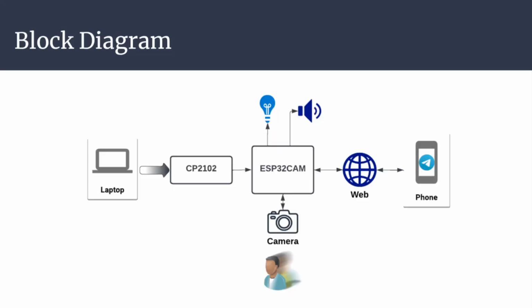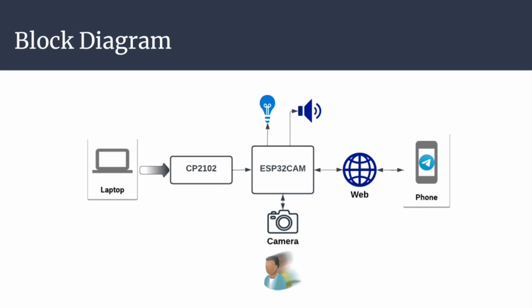This is the block diagram of our project. So initially we have a laptop in which the code runs in Arduino IDE. Then we have the CP2102 interface, which is basically what connects the laptop to the ESP32+CAM module. This CP2102 interface converts the USB data from a laptop into UART, so that it can easily connect to the ESP32+CAM.